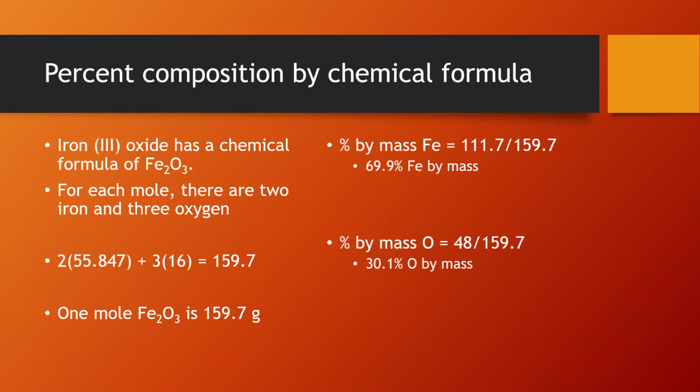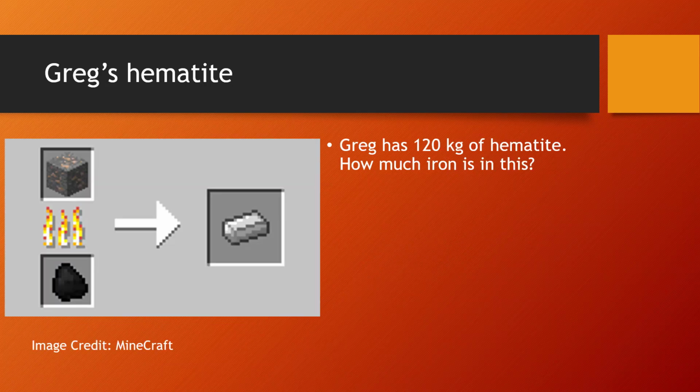So that's not percent composition. If you want to know percent by mass iron, it'd be 111.7 divided by your molar mass, and that means in a mole you're going to get 69.9% iron by mass. If you wanted to know the mass of oxygen, it's 30.1% oxygen by mass. And that can kind of help you a little bit.